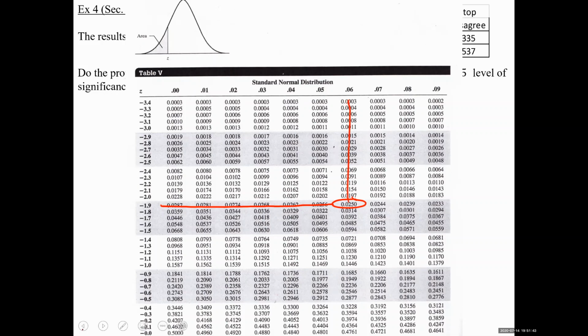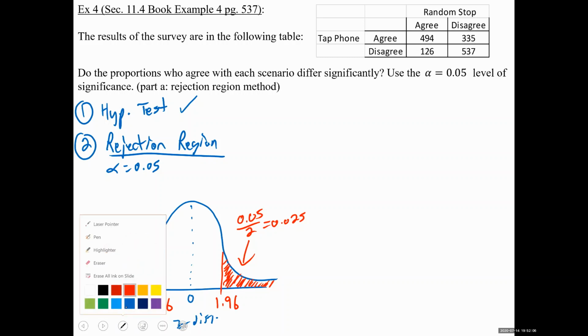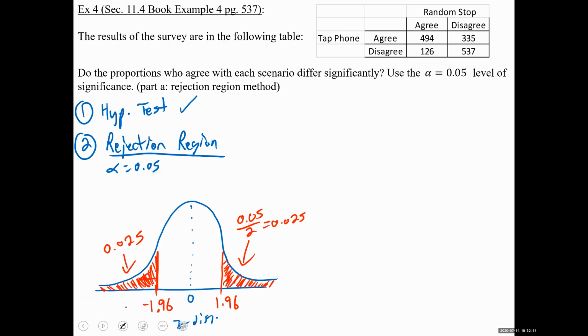So we'll go back here. This number is negative 1.96. Now we could do some work to find the other one, or you could just remember that these are mirror images of each other. So can you tell me what this number is over here? 1.96. Positive 1.96, that's right. Okay, that's the rejection region. Any questions on the rejection region?